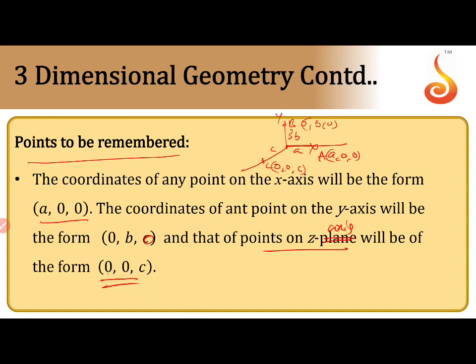Clear that one? A point on the x-axis means y is 0, z is 0. A point on the y-axis means x is 0, z is 0. A point on the z-axis means x is 0, y is 0. We'll get only the z component.